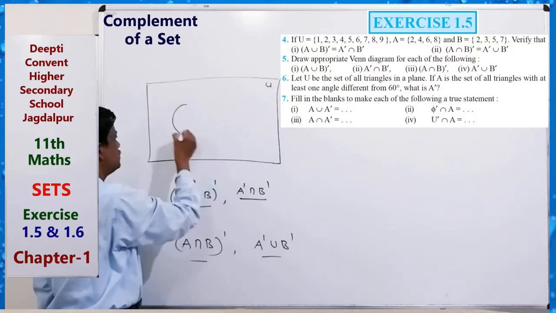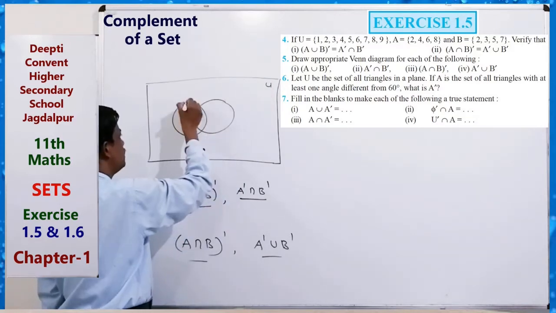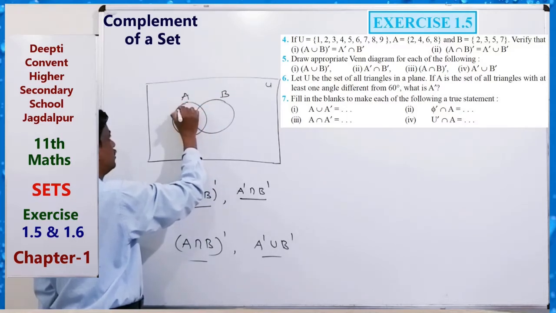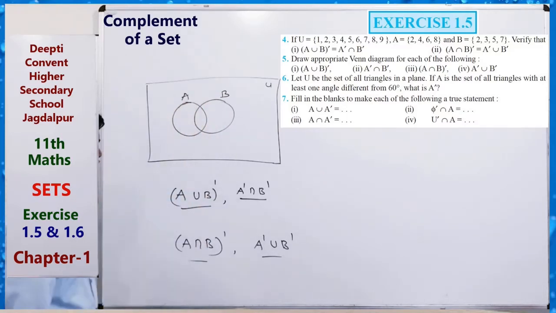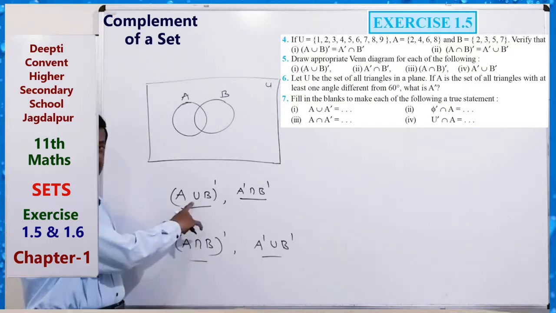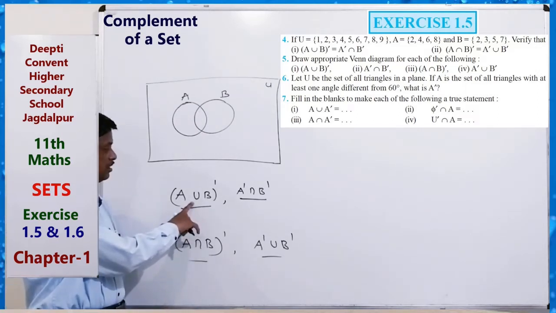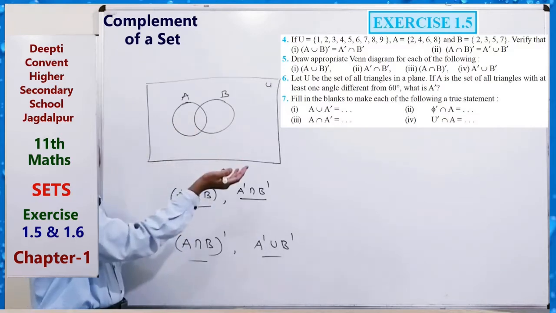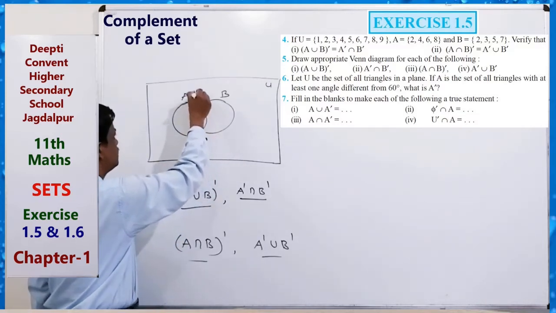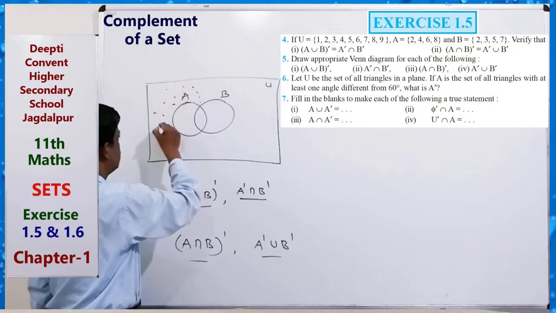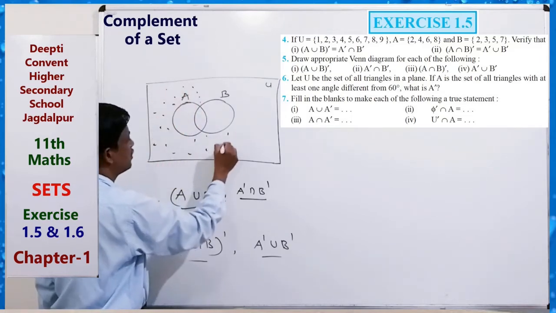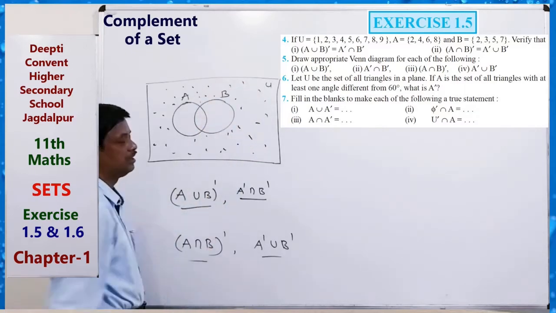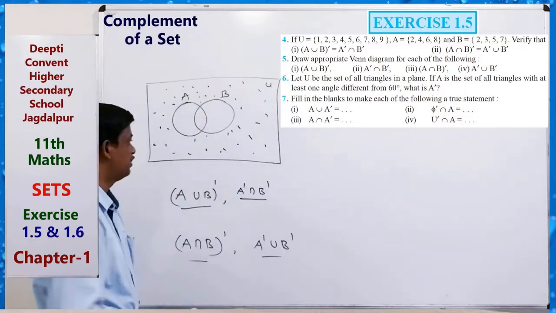Union. This is A. This is B. Suppose this is A. This is B. Okay. A union B. Complete. So A union B dash means what? Accept this portion. This portion is what? A union B dash complement.